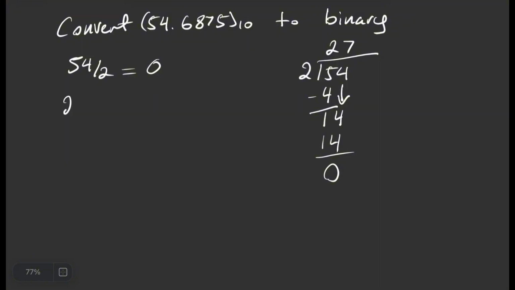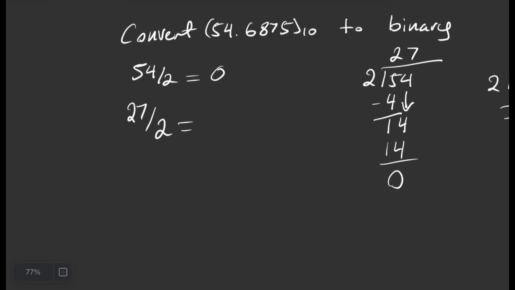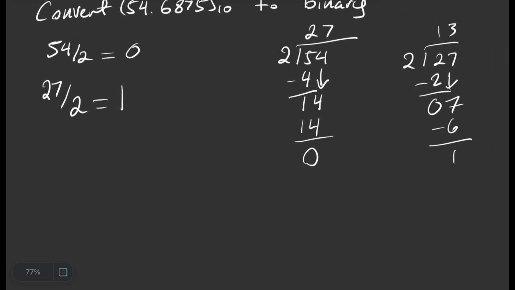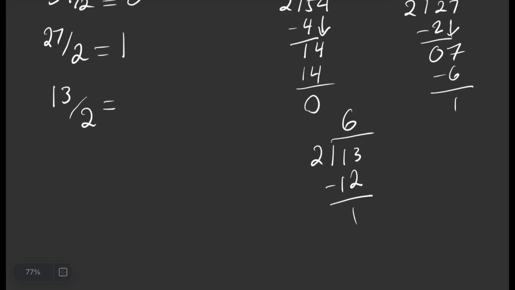So 27 over 2. 2 goes into 2 once. 2 times 1 is 2. That's 0. Bring the 7 down. 2 goes into 7 3 times. 2 times 3 is 6. That leaves us with a remainder of 1, which is what we're going to put here. Then we have 13 over 2. 2 goes into 1 0 times. 2 goes into 13 6 times. 2 times 6 is 12, minus 13, that's 1.